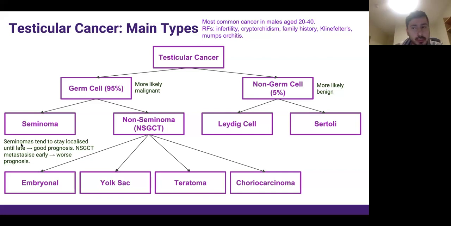So the important ones to know here are typically seminomas and non-seminomas. So the overarching names, instead of knowing embryonal, yolk sac, teratoma, choriocarcinoma, it's rare that these will come up. Just know the overarching names. And seminomas tend to stay localized until late, so they have a good prognosis, whereas non-seminomas can metastasize earlier. So of course that leads to a worse prognosis.